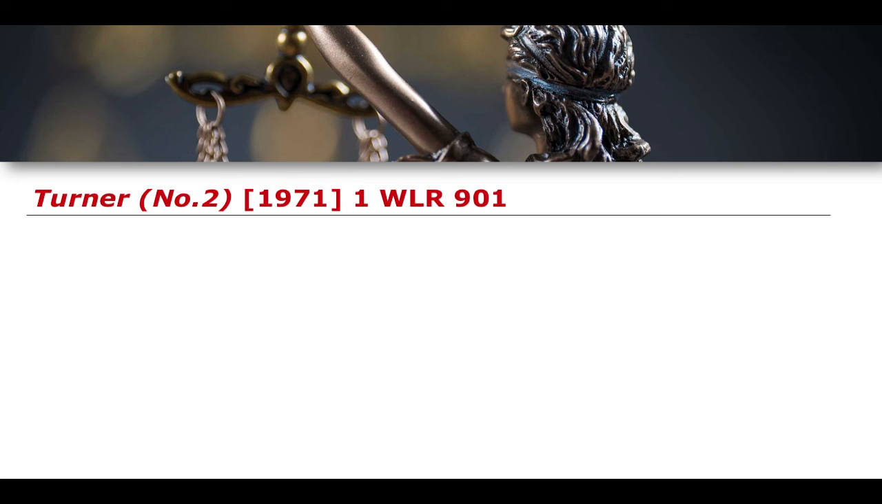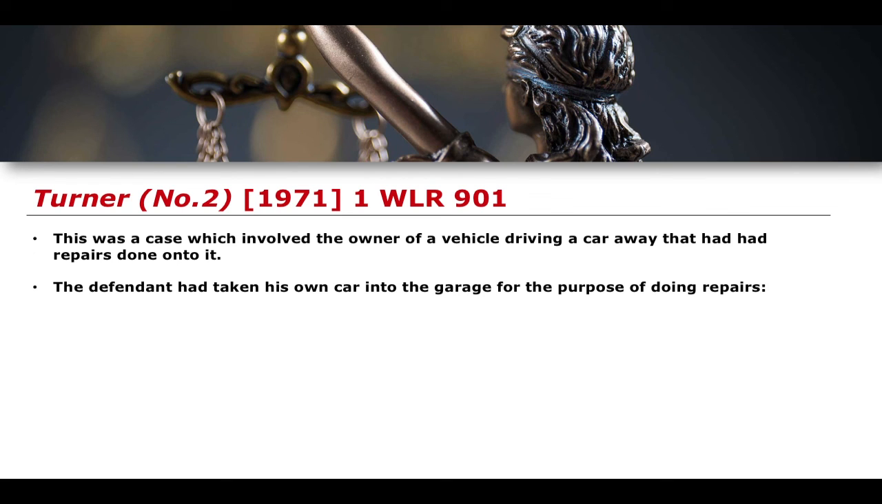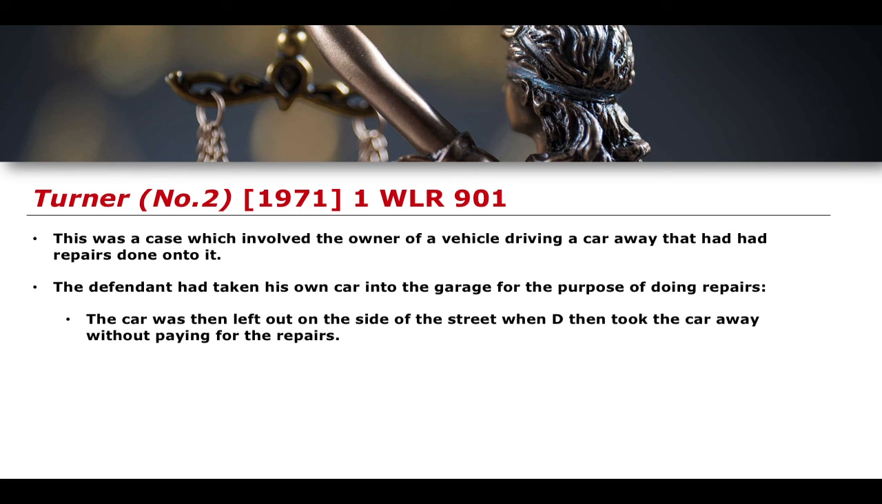This was a case which involved the owner of a vehicle driving a car away that had repairs done onto it. So essentially, what had happened here is the defendant took their own car, the car which they owned, to a garage for the purpose of doing repairs. And the car was then left, after the repairs had been done, out on the side of the street, at which point the defendant then took that car away without paying for the repairs. So the question here is, well, this is actually the defendant's own vehicle, so to what extent can we claim that this was the appropriation of property belonging to another?